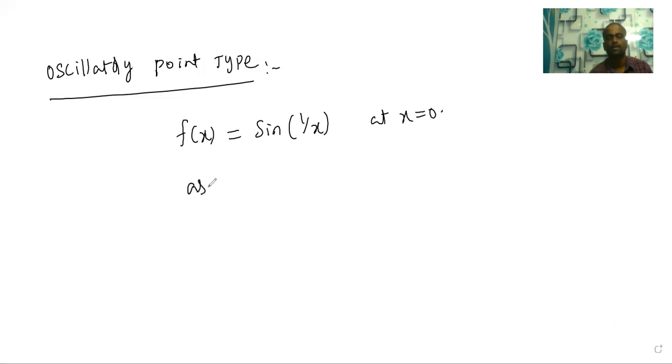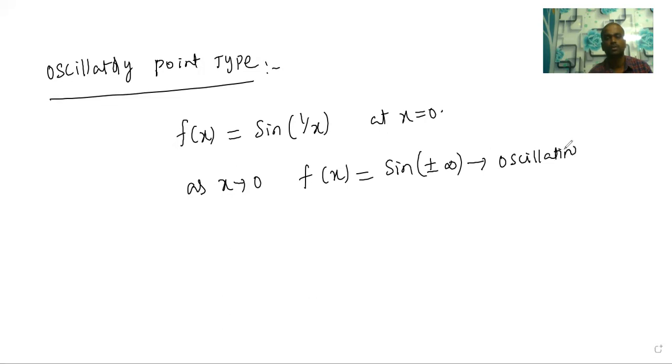See here, as x tends to 0, then f of x is sine of 1 by x, and 1 by x is tending to infinity. So sine of 1 by x is tending to sine of plus or minus infinity. Then this is an oscillatory number, and it is oscillating between minus 1 and plus 1.